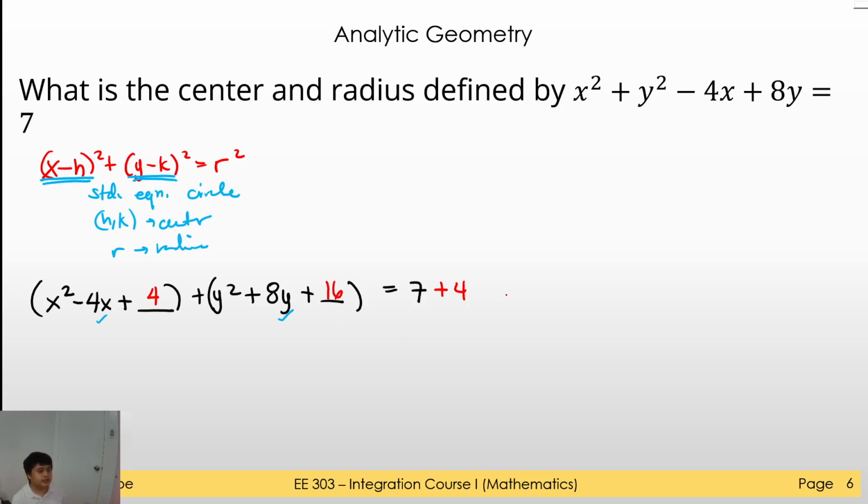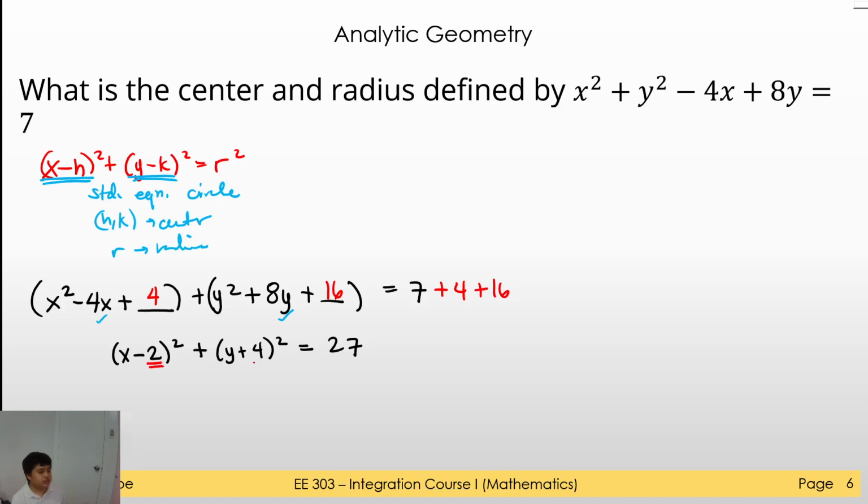16, right? Okay. So plus 16 to the other side. Simplifying this, we have here x minus 2 squared, right? Plus we have y plus 4 squared and then equals 2. So we have 7 plus 4 plus 16. That will be 11 plus 16, so 27. Okay. So what can we see here?